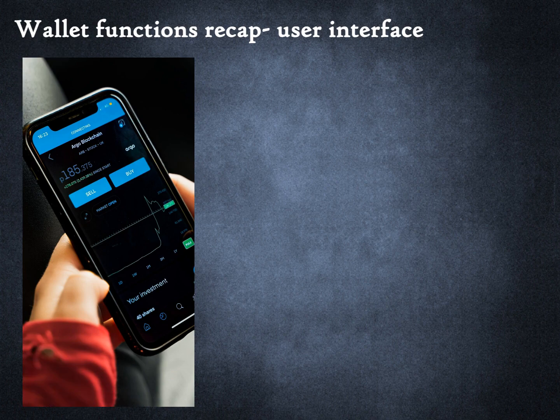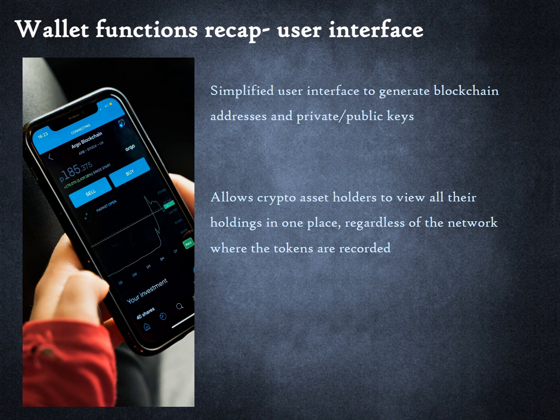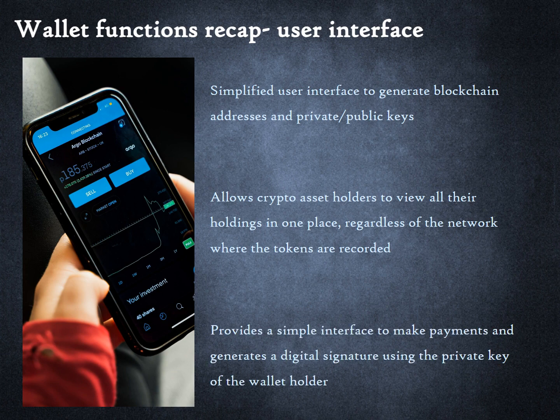The wallet, in addition to holding private keys, acts as a simplified user interface to generate the three identifiers, namely the private key, the public key and the blockchain address. The mathematics of generating a private key and transforming it to a blockchain address is all done behind the scenes by the wallet software. The wallet also allows us to easily view our crypto assets in one place, even though the tokens may be recorded in different blockchains. Finally, the wallet provides a simple interface to make payments and generate digital signatures using the private key of the wallet holder.